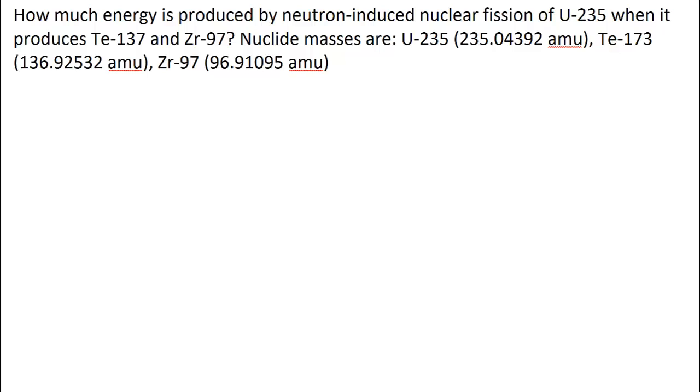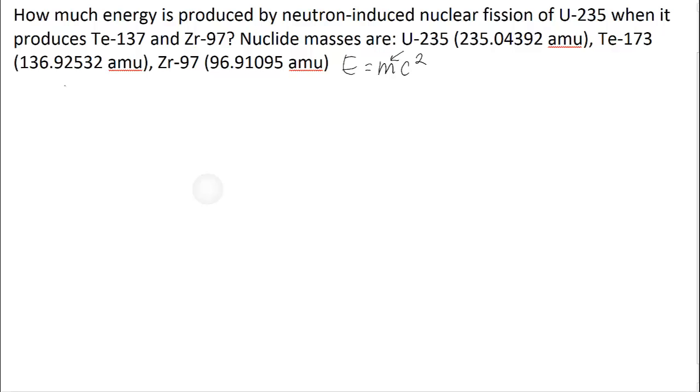So what you're doing here is finding the mass lost, and then using the E equals mc squared equation to plug in that mass term for m and then find the energy, which is E. And that energy is a conversion from mass to energy, which is something that's unique to nuclear chemistry. First, you need to write the nuclear reaction equation for this fission.